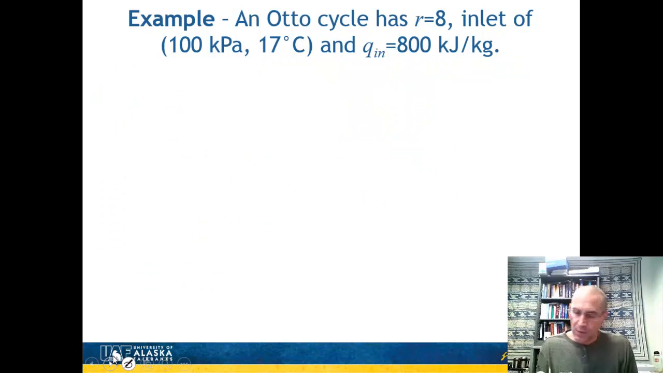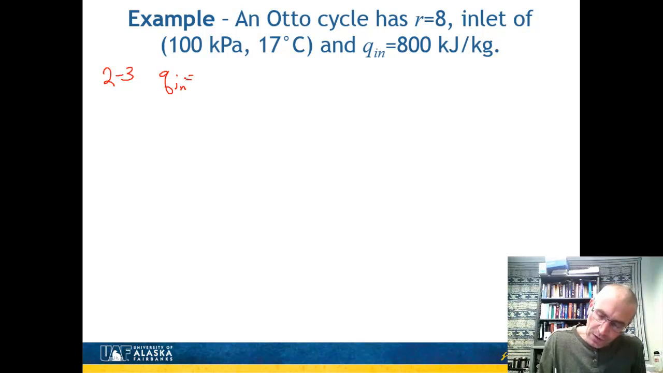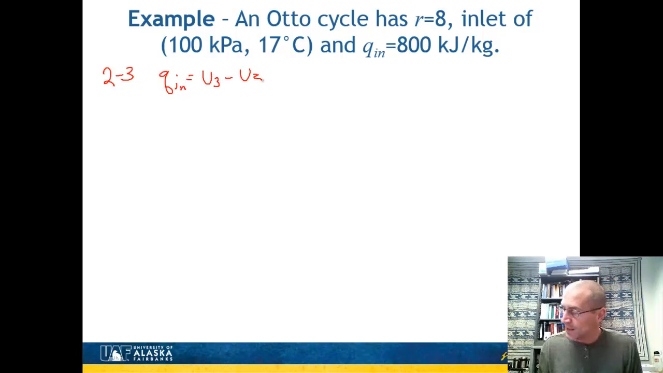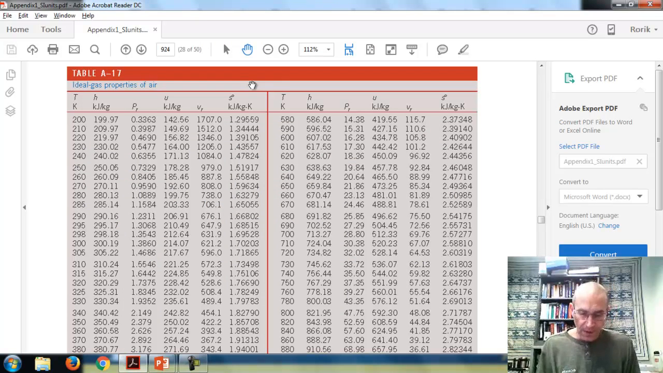All right, so let's keep going. Now we're going to go from 2 to 3, and this is our heat addition step. So Qin is going to be equal to U3 minus U2. I don't want to use a constant heat capacity, so I need to look up my values of U2 and U3. So again, I'm going to go to the tables, and we're going to look up our value of U2. Remember, we were looking at a temperature around 652, and we're going to have a value of U2 somewhere between this 473 and this 481. And so we're going to interpolate a value for that.